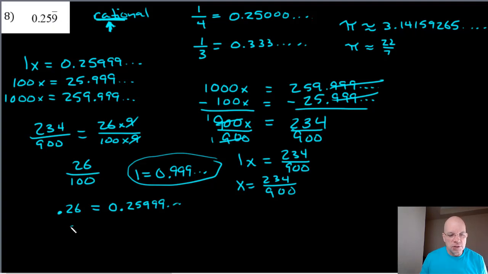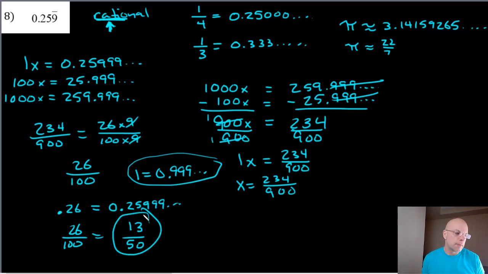But in order to finish, this 26 hundredths, we need to then divide by 2 halves and get our ultimate simplest form, which is 13/50ths. And so that's the solution to number 8.